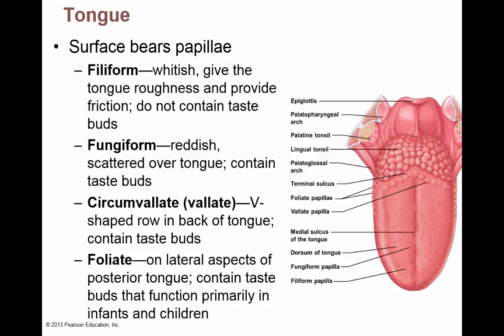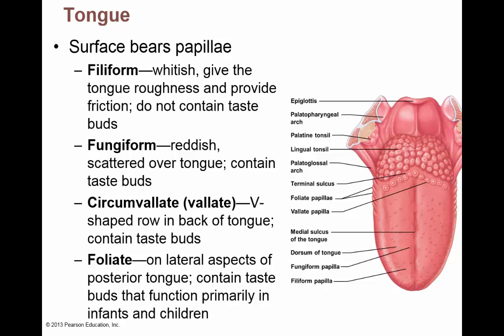In the back of the tongue, you have a V-shaped row of taste buds called your vallate papilla, also known as circumvallate papilla. They also contain taste buds. Now it's these 2 taste buds, your fungiform and your circumvallate, that are kind of like your main adult taste buds. So they're your main adult taste buds, the ones that are scattered all over the tongue and the ones at the back of the tongue.